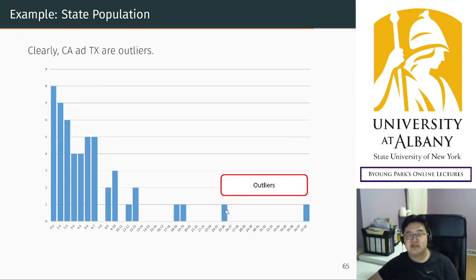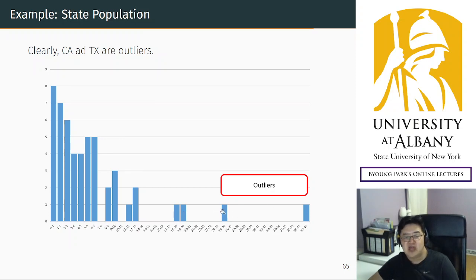And in our previous example of states, you also see outliers. California is an obvious outlier. Maybe you may think Texas is also an outlier. There is no clear definition of outlier, of who is an outlier and who is not. But obviously, these guys are outlying.